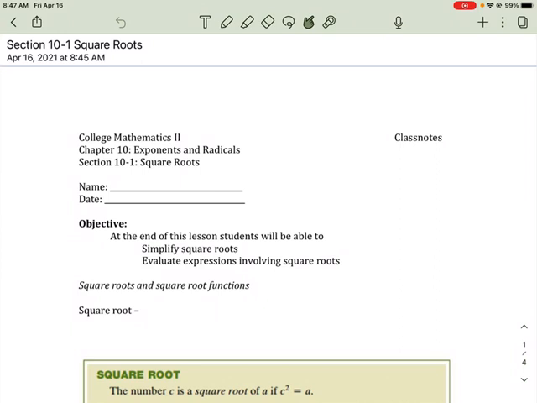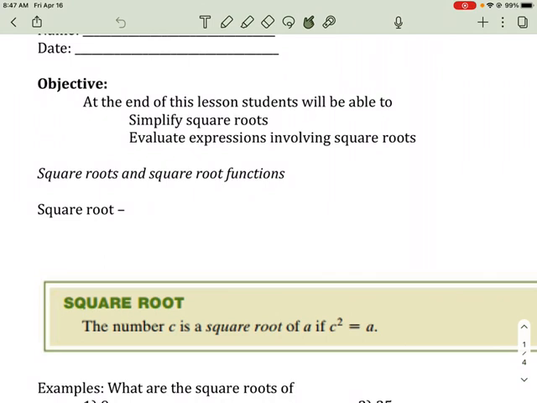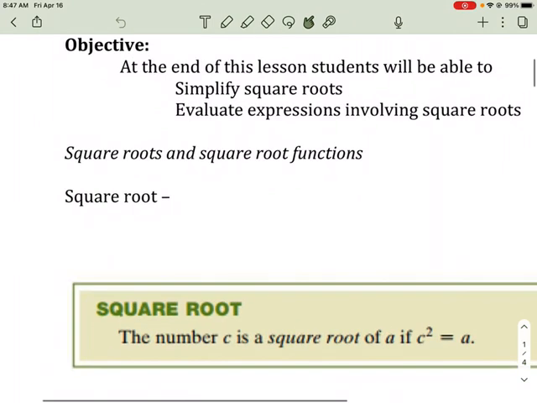When we're talking about square roots, we have the principal root versus the negative root. We're going to have to use some absolute values to indicate some things, which is going to be new for us. By the end of today, we're going to be able to simplify square roots and evaluate expressions involving square roots.